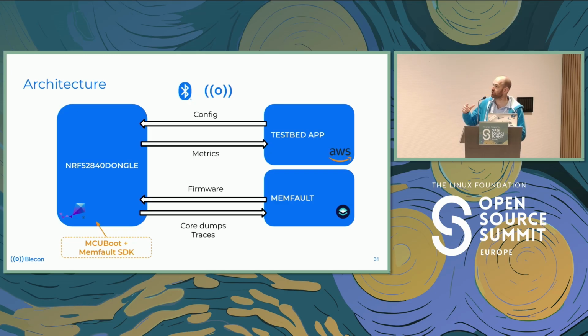The second channel is a channel to Memfault that we use to collect core dumps, which is super useful because if those devices crash, or if something happens and there's an error, then we can see what's going on. And we use Memfault to deliver over-the-air updates as well.